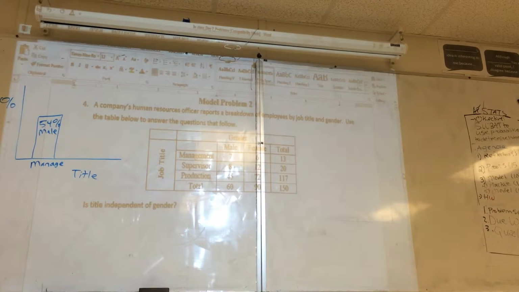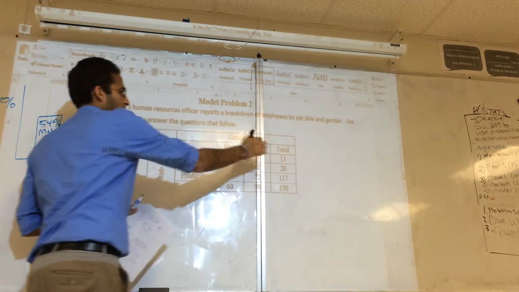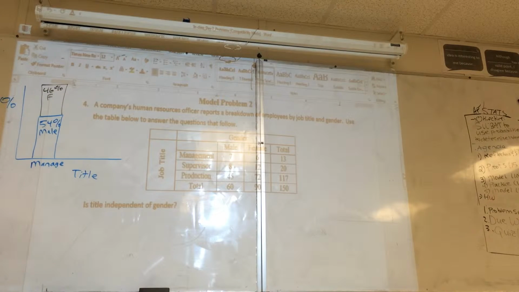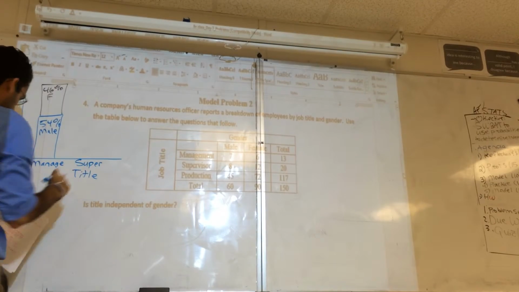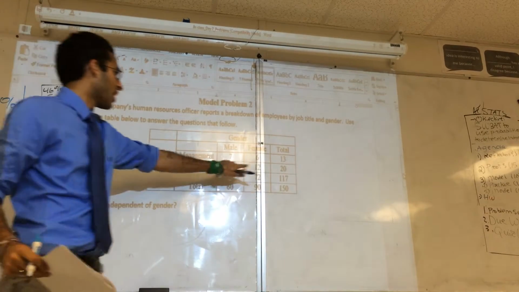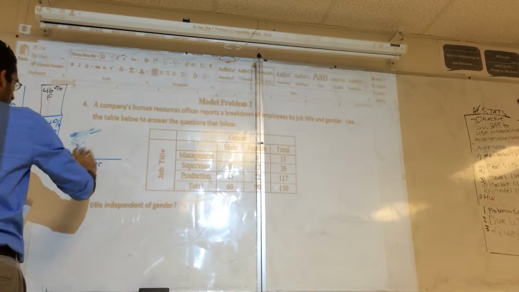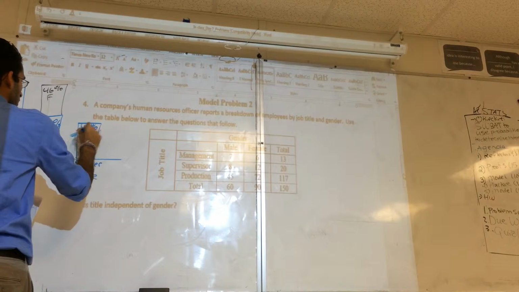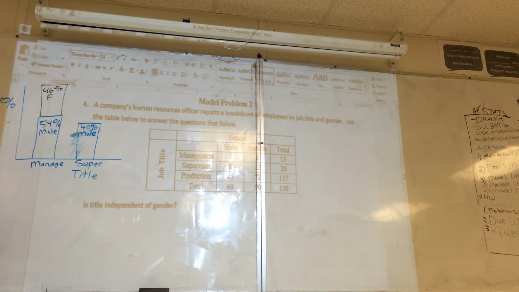Yes, I do. Is this the way you're gonna keep solving them? No, I want to show you another way. 6 over 13, so for female, we have 46%. And then for supervisor, we have 8 out of 20 are men. So this is 40% male, 60% female.